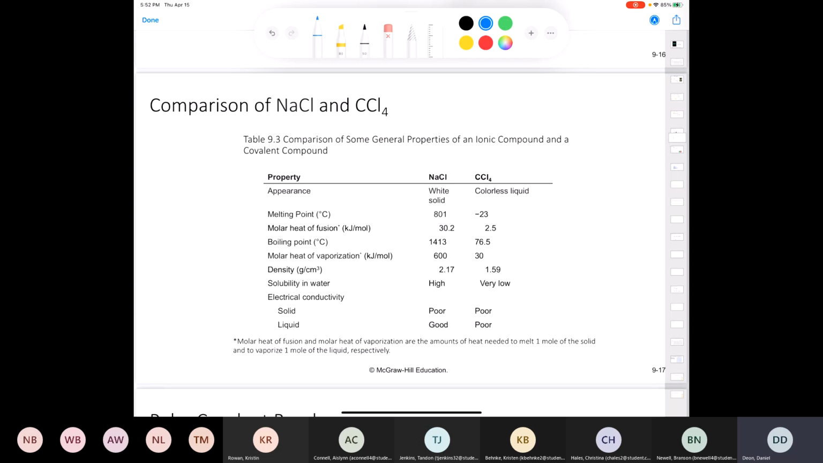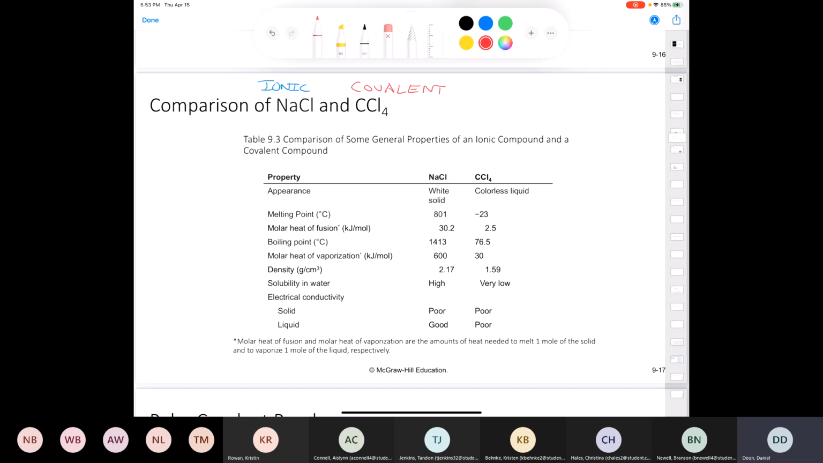Let's take a look at an ionic compound and a covalent compound. Sodium chloride, just table salt, is an ionic compound because sodium is a metal. Chloride is a nonmetal, comes from chlorine. So this is an ionic compound. And then this next compound here, that's carbon tetrachloride. This is a covalent compound. Carbon is a nonmetal and chlorine is a nonmetal.